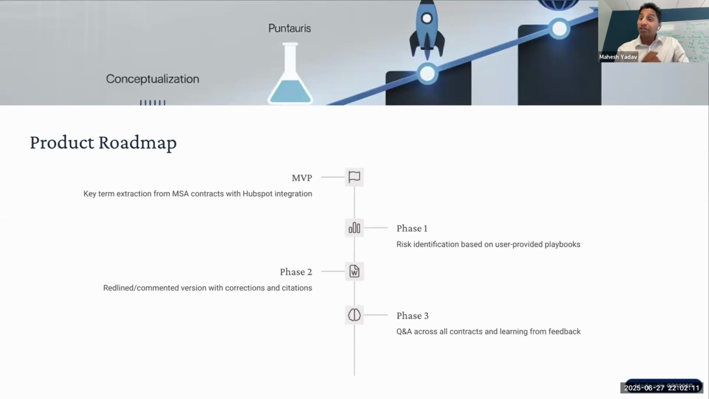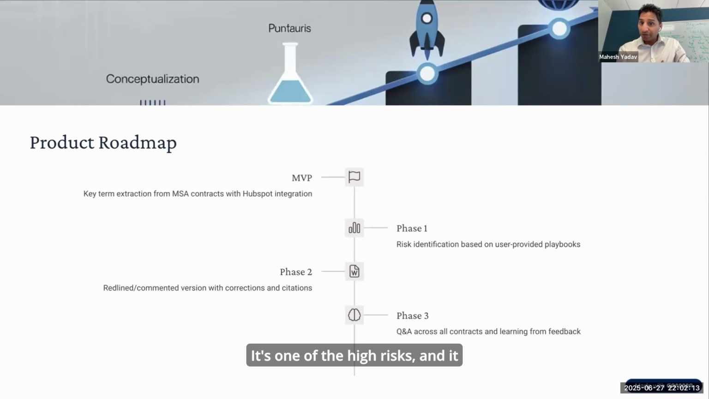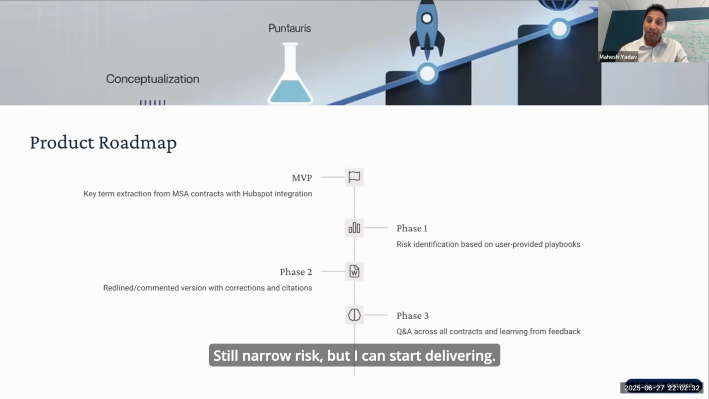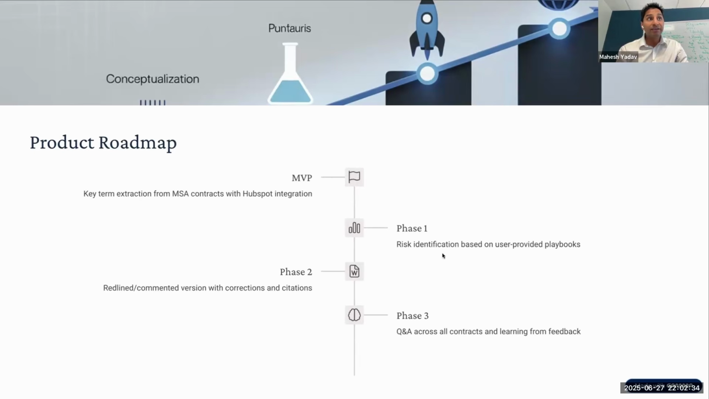Why did I choose that? Because customers are ready to pay for it. It's one of the high risks, and it validates a couple of my low risks, and I start iterating with customers. I start getting data. Once I start getting data, I start doing risk identification, but the user needs to provide the playbook or a rule book. If they don't provide me a rule book, I can't do risks. So I'm relying on them, still narrow risk, but I can start delivering.